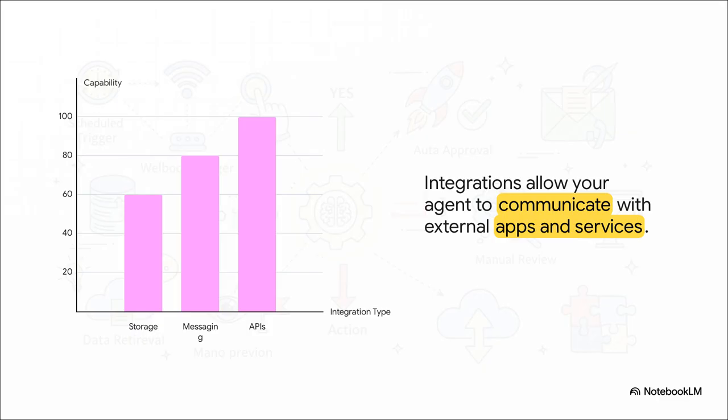And these integrations usually fall into a few key buckets. Your agent can connect to storage systems, right, to read or save files. It can use messaging apps like Slack or Microsoft Teams to send out real-time updates. And here's the most powerful part. It can connect to almost any modern web service out there through something called an API.